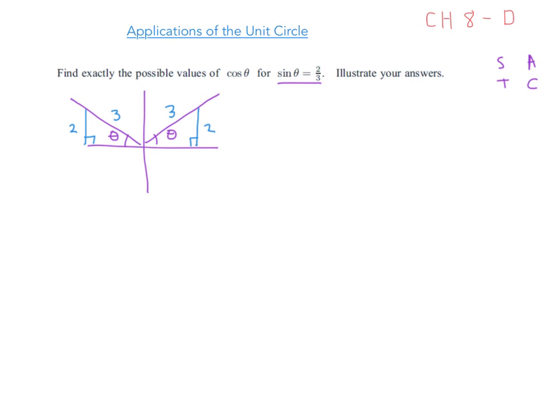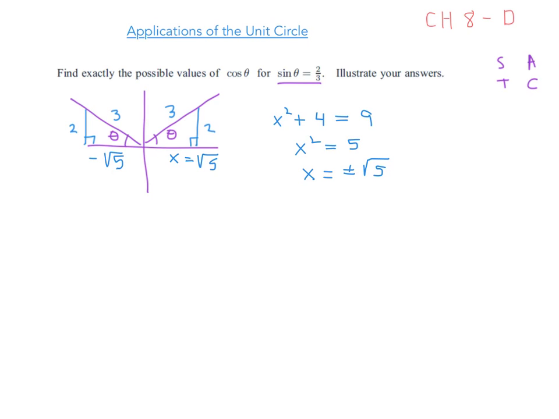We need to find this x using the Pythagorean theorem. We can say x squared plus 2 squared, which is 4, is equal to 3 squared, which is 9. Therefore, x squared is equal to 5. Taking the square root on both sides, we get x is equal to, don't forget, plus or minus square root of 5. This makes sense because this side will be the positive square root of 5, and this side will be the negative square root of 5.